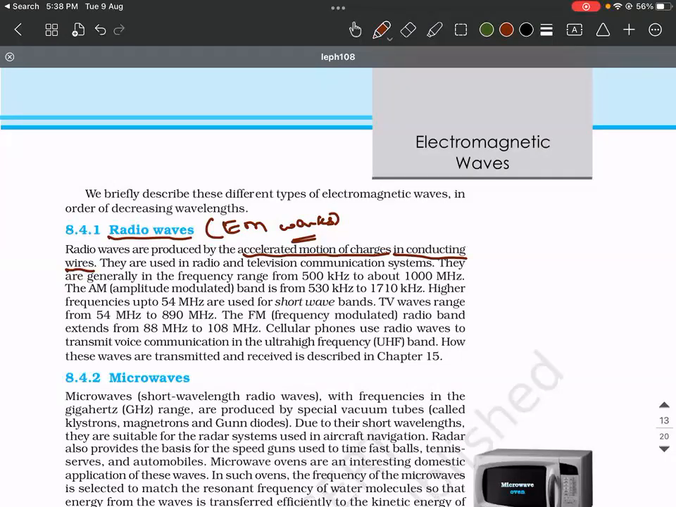First, you need to know that they are radio waves. And for radio waves, you have a specific set of frequency range associated. So that range you need to prepare. Or they can ask a question like this: give two applications of electromagnetic waves which are generated by charged particles in conducting wires. Means indirectly they are asking you, give two applications of radio waves.